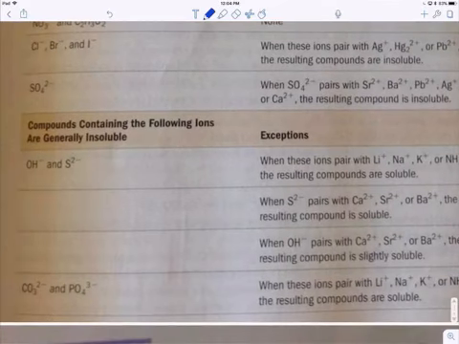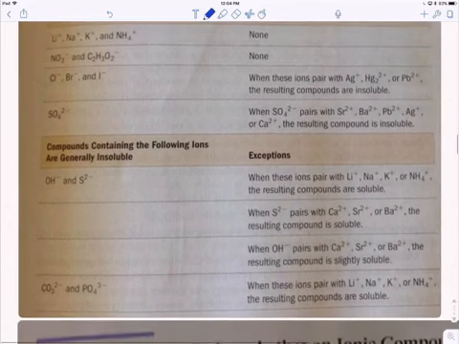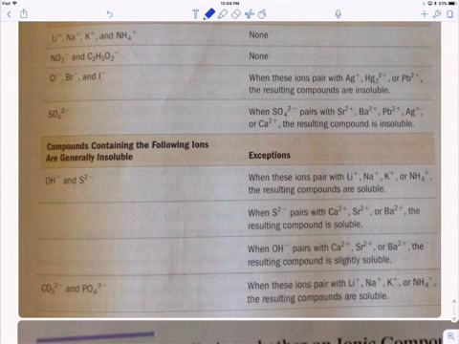So hydroxides and sulfides tend to be insoluble, with the exception of alkalis and ammoniums, because alkalis and ammoniums are always soluble. Sulfide is soluble with alkaline earths, I'm sorry, and hydroxide ion is soluble with the alkaline earths. And I can tell you, I personally disagree with that. Calcium hydroxide is slightly soluble, I guess. You can take lime water, calcium hydroxide, also known as lime water. You can drink it and it doesn't bother you. You can actually use it to calm your stomach.